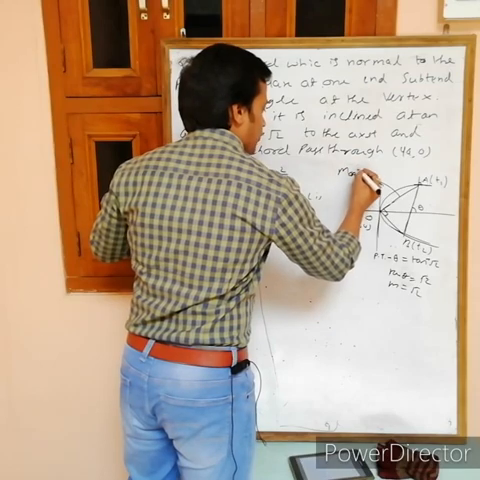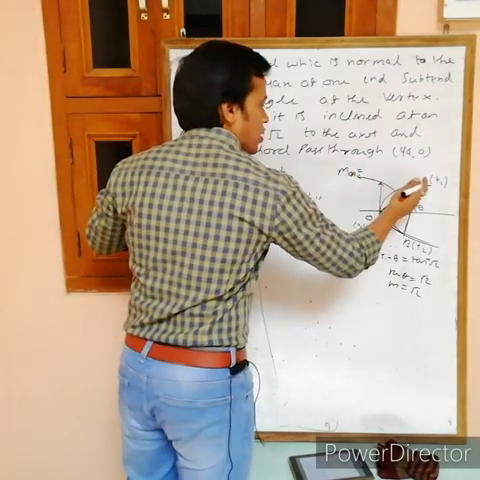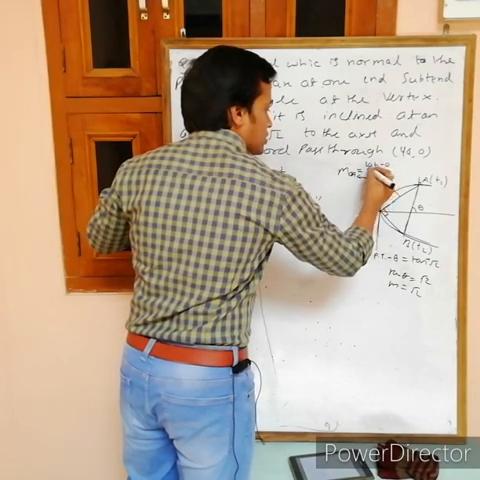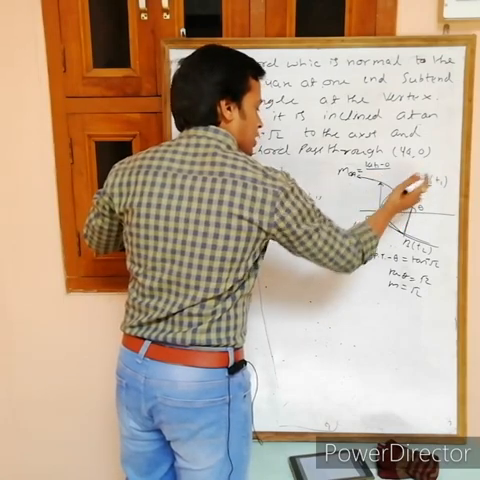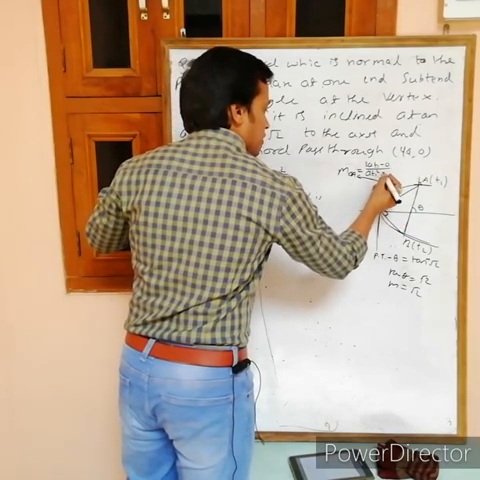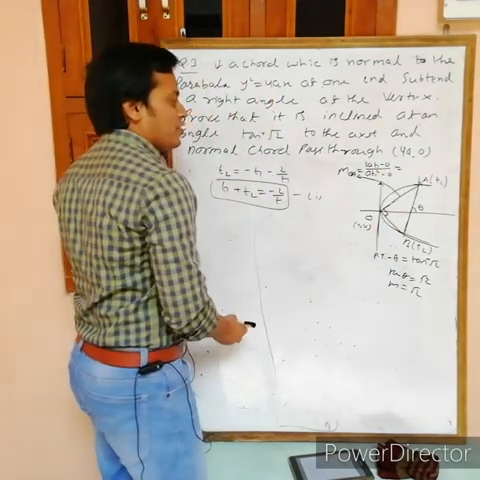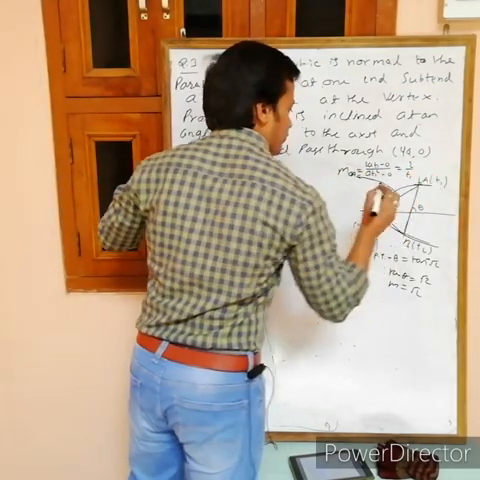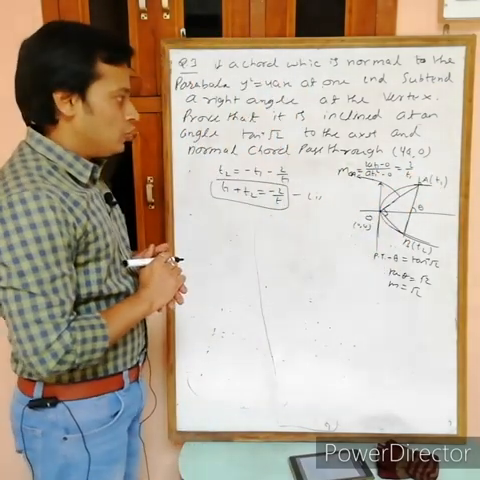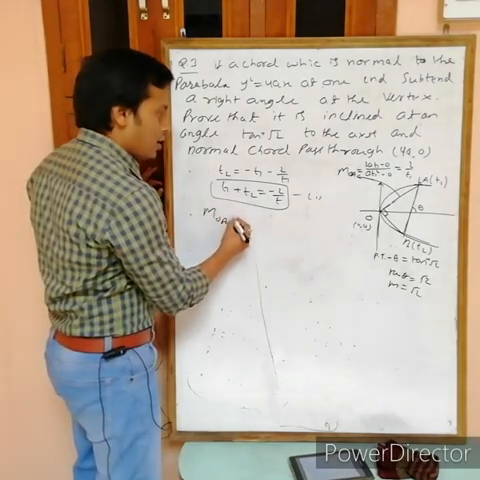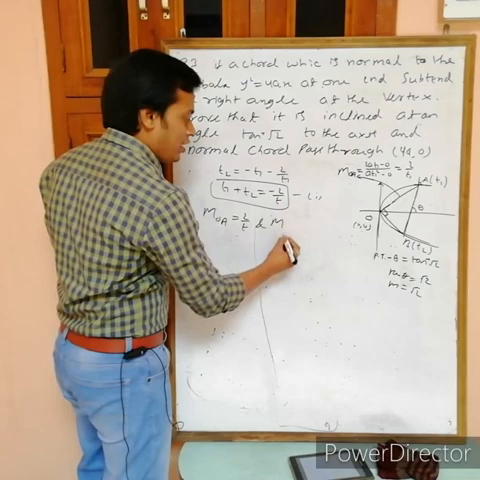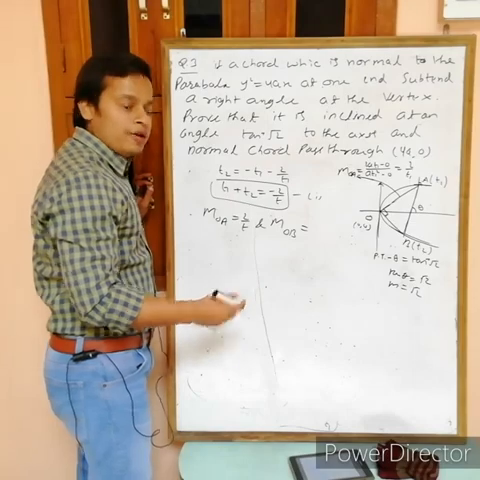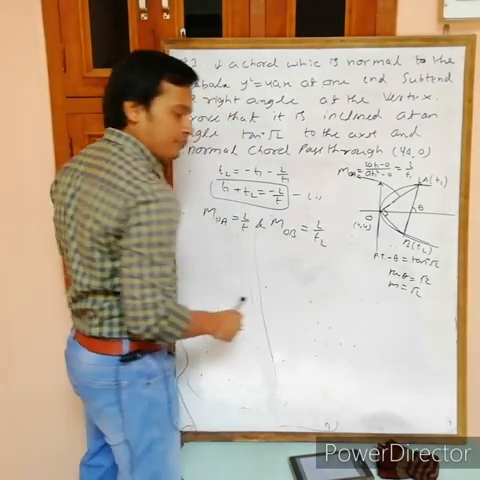Slope of OA is y2 minus y1 by x2 minus x1. Here y2 is 2at1, so 2at1 minus 0, and x1 is at1 square minus 0. So what are we getting? The at1 cancels out, and the slope of OA is 2 by t1. Similarly, the slope of OB, y2 minus y1 by x2 minus x1, you will again get 2 by t2.